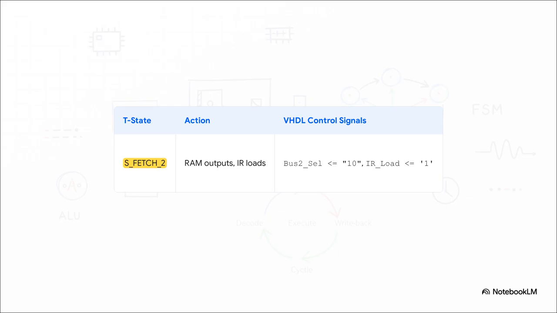Okay, moving on. By T-state 2, the RAM has found our instruction and it's ready to go. So the control unit activates the bus, selects the RAM, and lets that instruction data flow out. At that precise moment, it also asserts IR_load, which commands the instruction register, the IR, to latch onto that data. Bam! The instruction is caught. The fetch phase is complete.